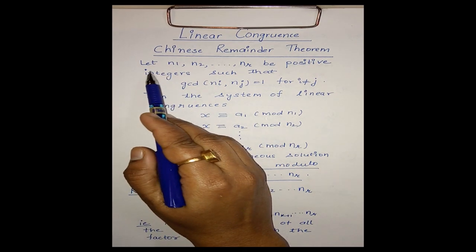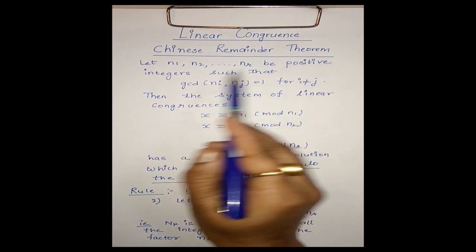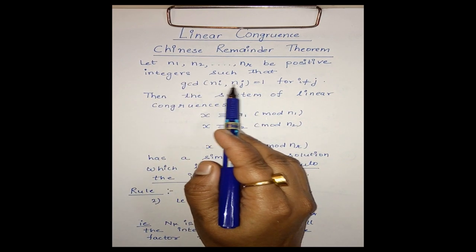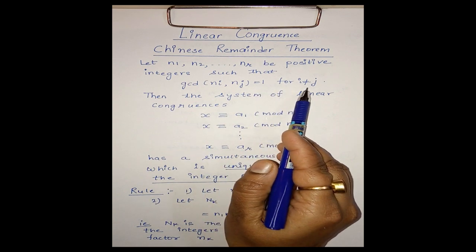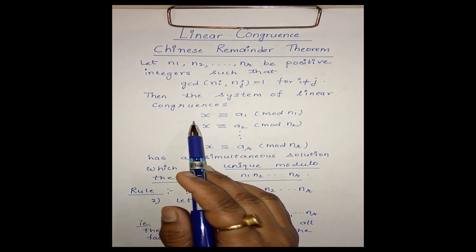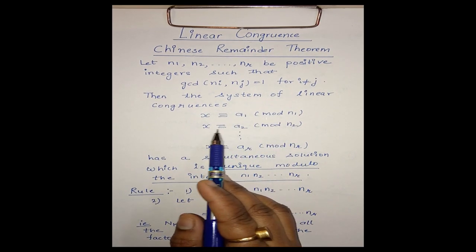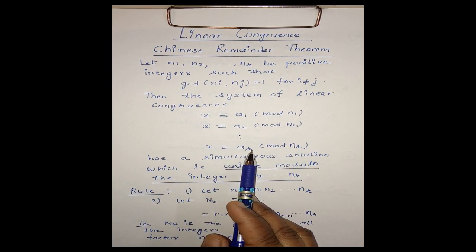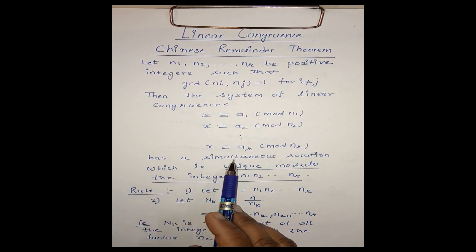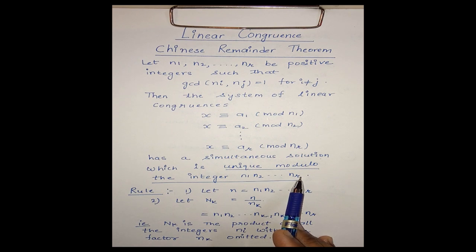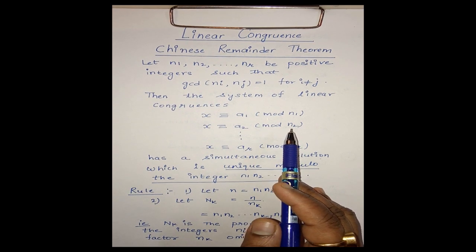The statement is: let n1, n2 up to nr be positive integers such that the GCD, greatest common divisor, of ni and nj is equal to 1 for i not equal to j. Then the system of linear congruences, x is congruent to a1 modulo n1, x is congruent to a2 modulo n2, up to x is congruent to ar modulo nr, has a simultaneous solution which is unique modulo the integer n1 n2 up to nr. This is the statement of the Chinese remainder theorem.